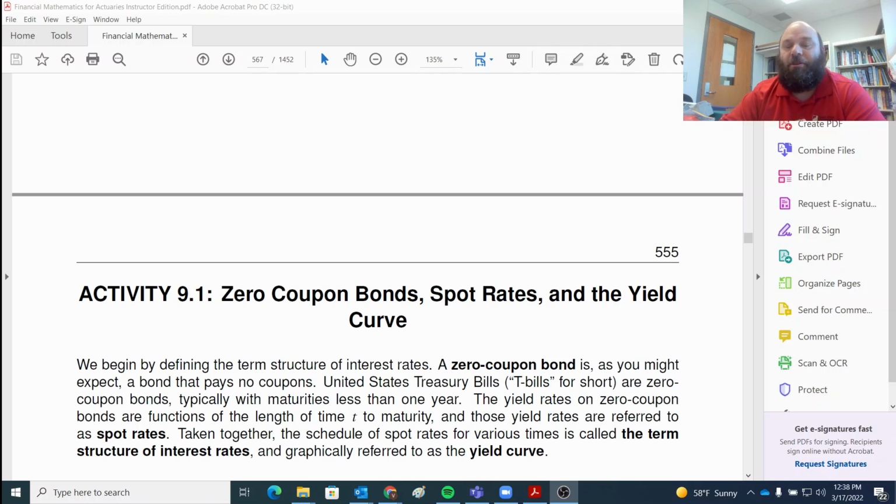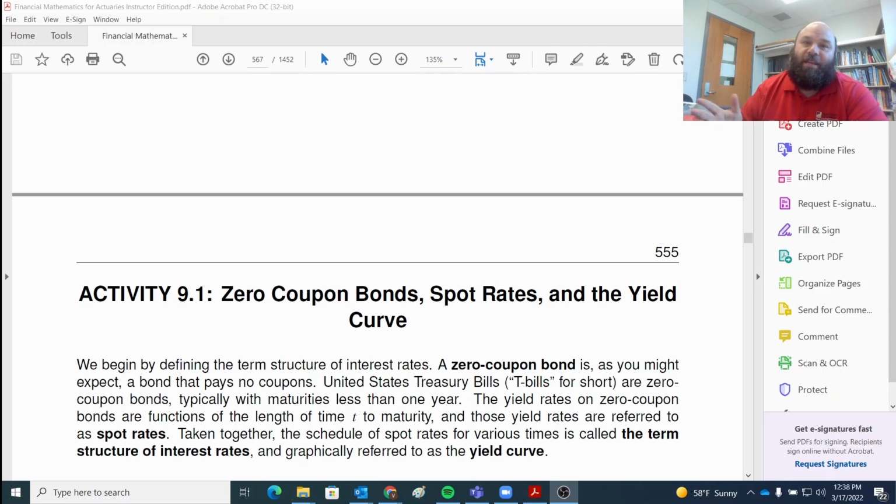So a zero coupon bond is exactly what it sounds like. It's a bond with no coupons, so the coupon rate is zero. Essentially you pay up front, and then you get a lump sum at the end of the term. Think of this as tradable lump sums. An example of a set of zero coupon bonds are United States Treasury bills, also called T-bills for short, that typically mature in less than a year.